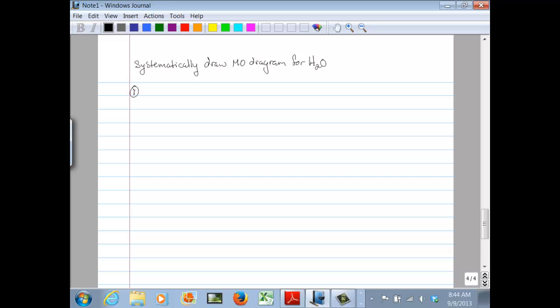The first step is to find the point group of the molecule. And we've already done that for water. I'm going to draw my molecule. I'm going to define my axes. And we already said that it's C2V.